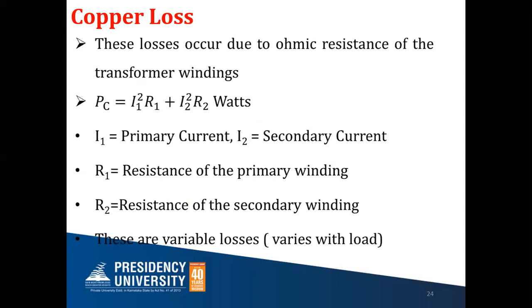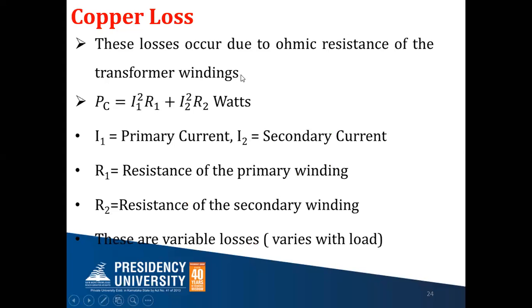The same way we can express copper loss. I hope you already know about copper loss. Copper loss is the loss due to the resistance of the winding, so we express this as I squared R. It depends mainly on two factors, the current and the resistance.